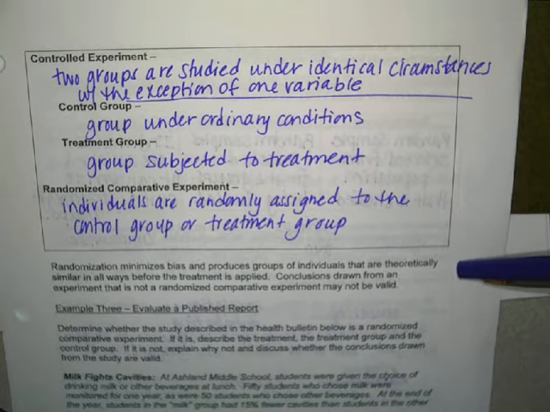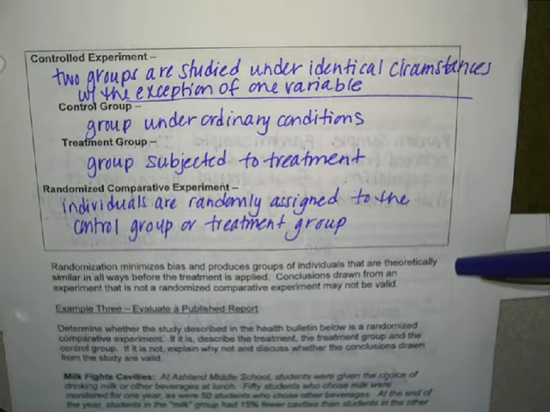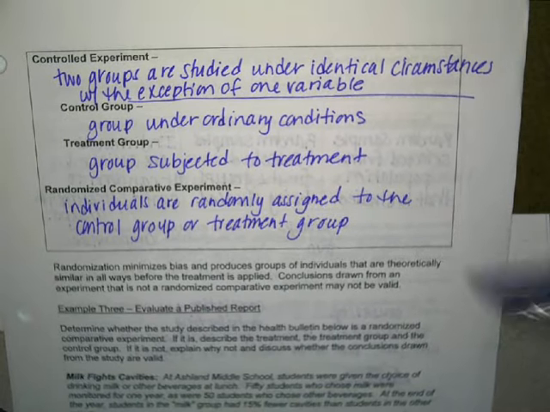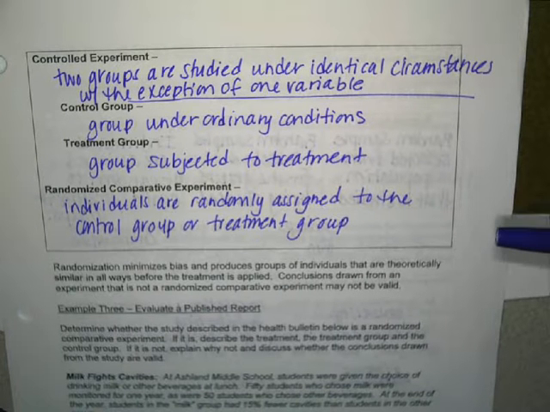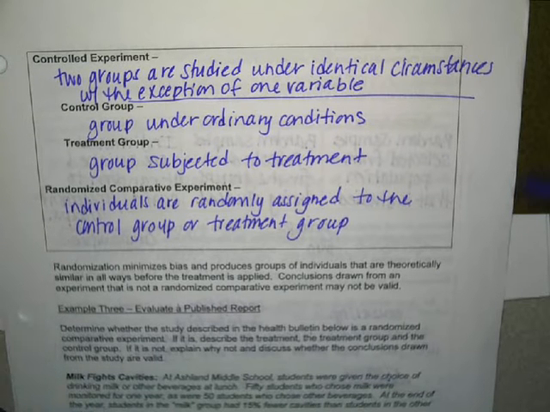Randomization minimizes bias and produces groups of individuals that are theoretically similar in all ways before the treatment is applied. If you do not have a randomized comparative experiment, so if there's something that's already separating the 2 groups, they're not randomly assigned, that there's already a split there, you're not going to have conclusions that are valid. So just keep that in mind.